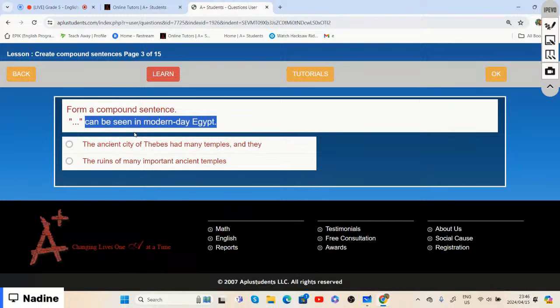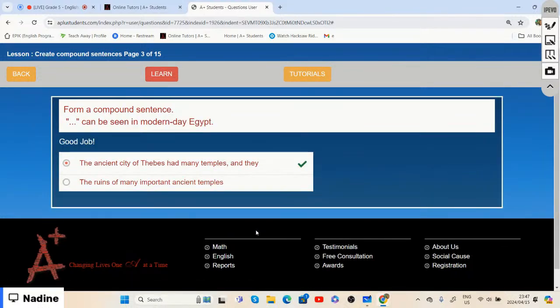All right, and if we choose the correct option, then we will say the ancient city of Thebes had many temples and they can be seen in modern day Egypt, which is option one. It's not option two. So well done, everybody.